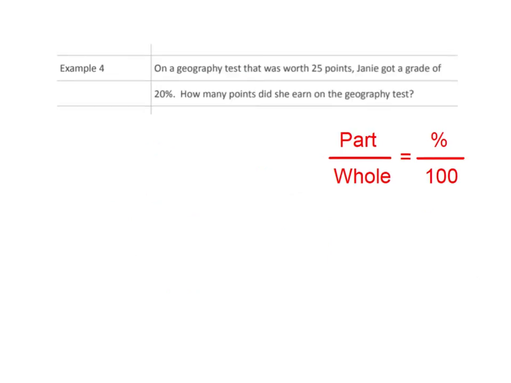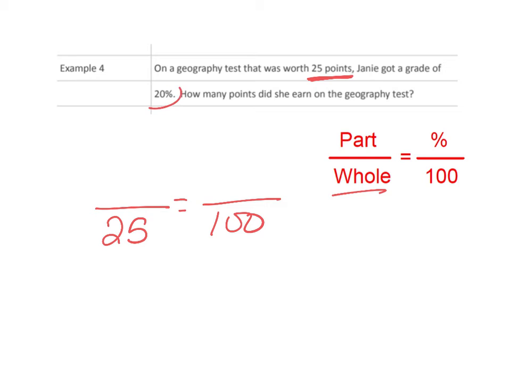Let's try another one. Again, starting out with the beginning of our proportion. On a geography test that was worth 25 points, that's our whole. The whole test was worth 25. Janie got a grade of 20%, and because it's a percent, we're automatically going to put it up there. How many points did she earn on her geography test?